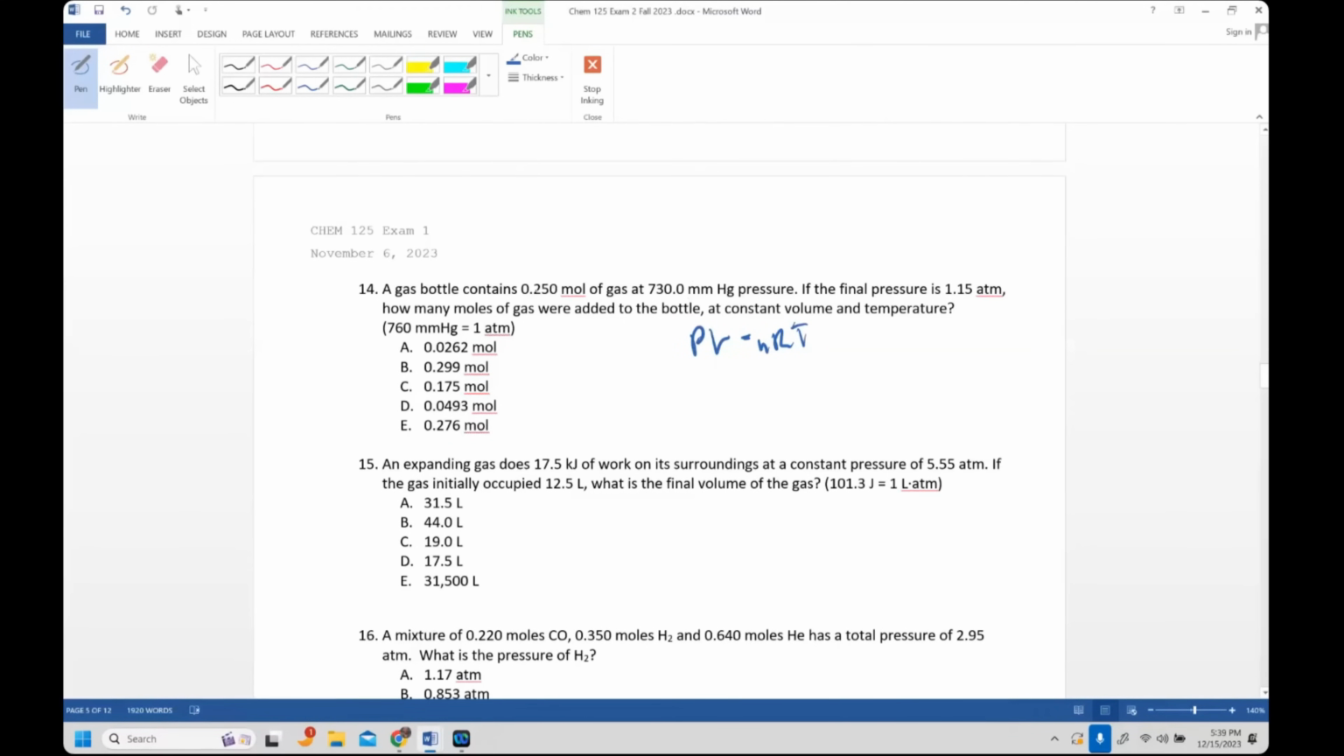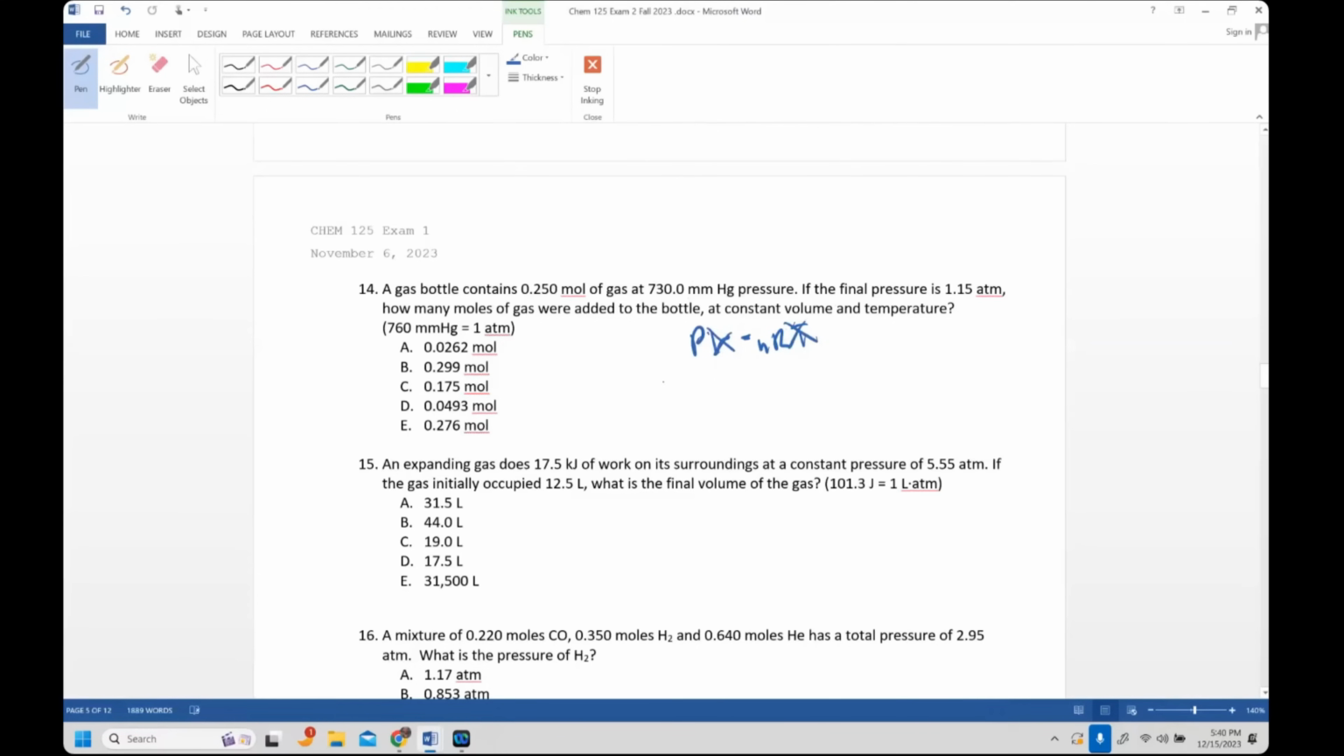two states. We have PV = nRT initial and PV = nRT final. We're at constant volume and temperature. So we can say volume is constant, so we can get rid of that. Temperature is constant. So we have really pressure and moles.